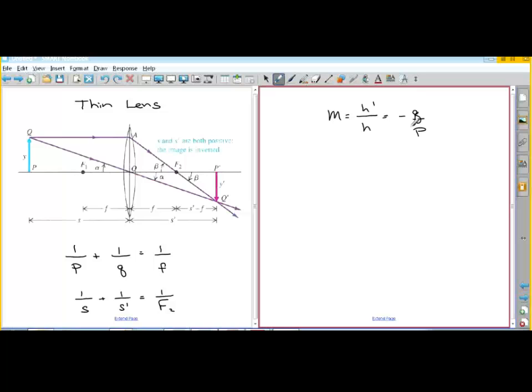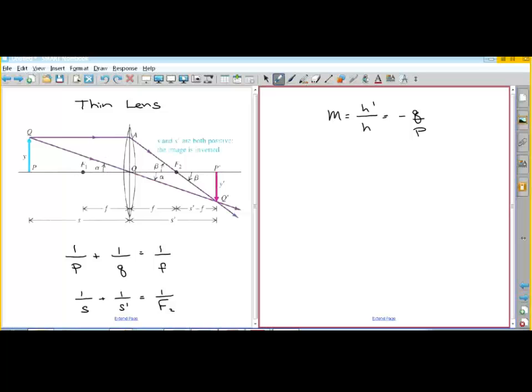So what you can do there is you can see the negative sign, which means that the image is inverted. So the object is pointing up, the image is pointing down. That's what the negative sign means. And relative to the focal point, if you're outside the focal point, then the image is smaller than the object. If you put it inside the focal point, the image is larger.